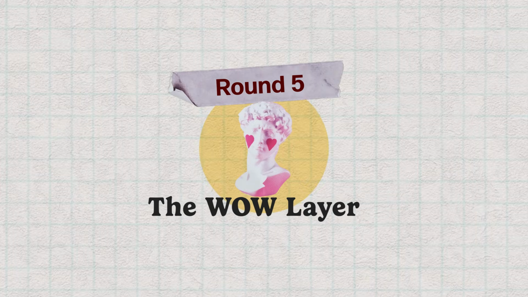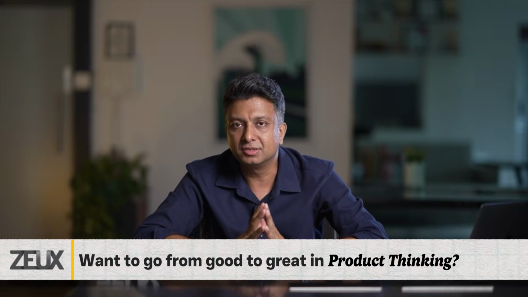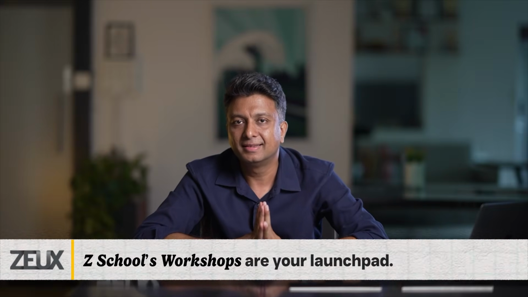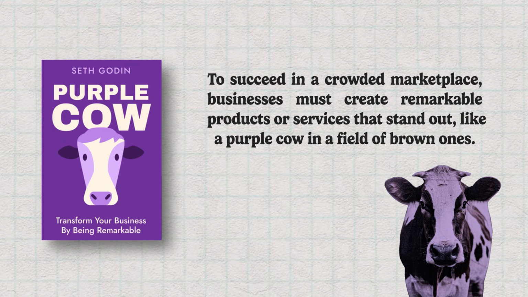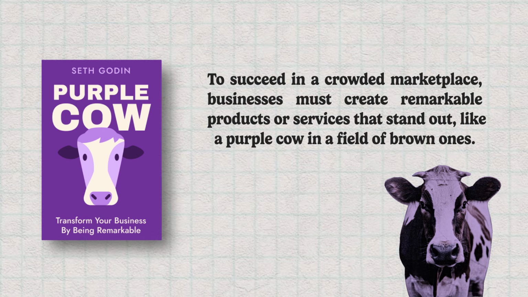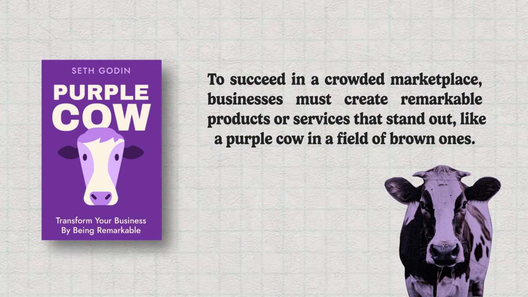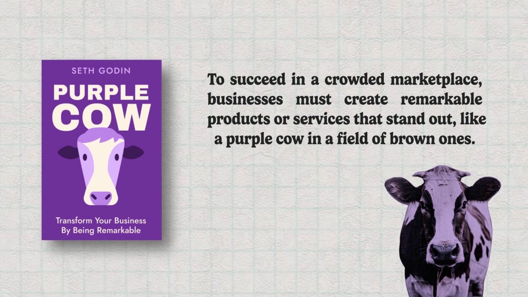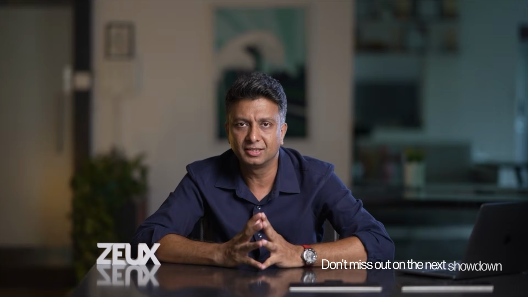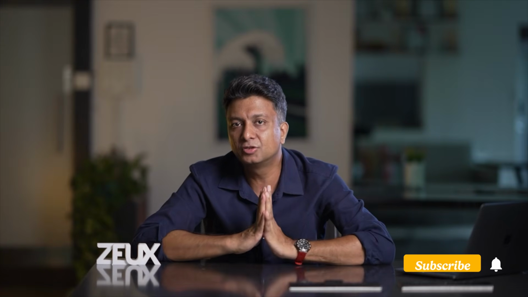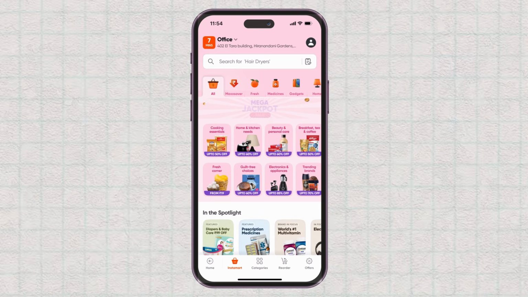Round 5, we're going to talk about a variable called the wow layer. What are those features that are so innovative and unique that offer some serious delight to users? Seth Godin, who's a famous marketer, wrote a book called Purple Cow, which was really about how the only way to win in today's noisy world is to not just be a regular cow, but be a purple cow, essentially differentiate. So which app is differentiating through value-added features and offering not just delivery of products, but serious delight to users? Let's talk about Instamart first.